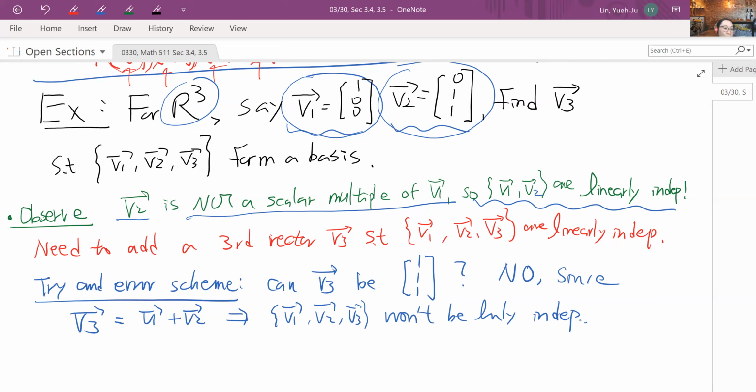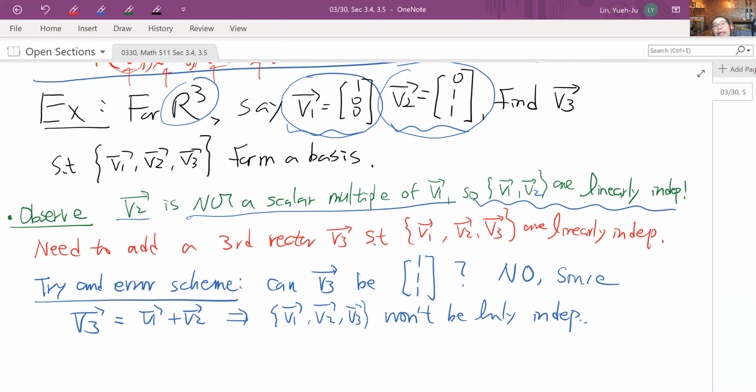But then, to be honest, I also don't have the best way to tell you how to pick the correct one. Again, as I said, this is more like trial and error. So what I observed is that V1 is (1, 0, 0) and V2 is (0, 1, 1), so they kind of look very similar to the standard basis, but not yet.